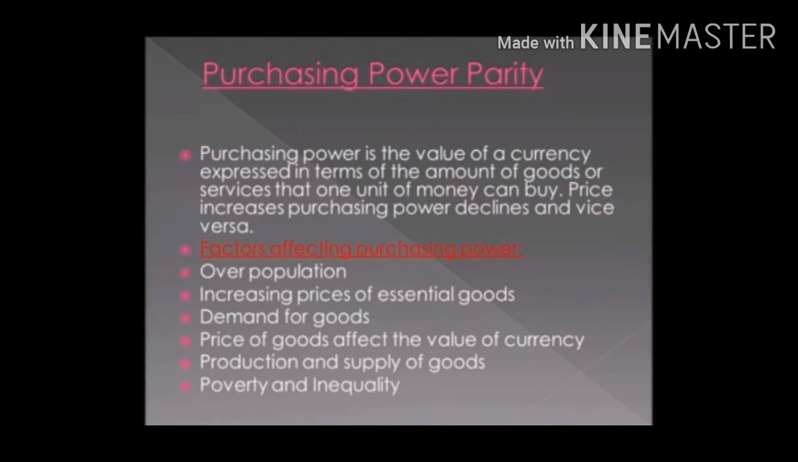Purchasing power. Purchasing power is the value of a currency expressed in terms of the amount of goods or services that one unit of money can buy. When price increases, purchasing power declines, and vice versa. Factors affecting purchasing power. First, overpopulation. The population growth rate in India is high, at 1.7 per thousand. A large population leads to increasing demand, but supply is not equal to the demand. So the general price level goes higher. So it affects purchasing power, especially in the rural population.